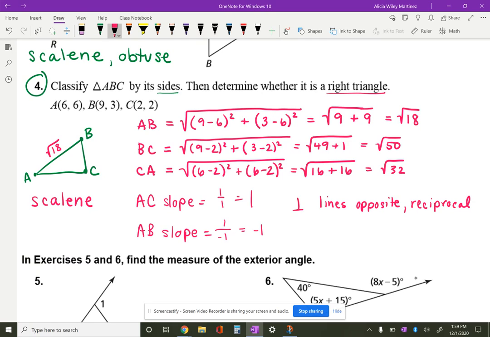Okay, opposite reciprocal slopes. So 1 is, if you take the reciprocal of 1, you still get 1. Opposite of 1 would be -1. These are perpendicular lines, so this is definitely a right triangle.